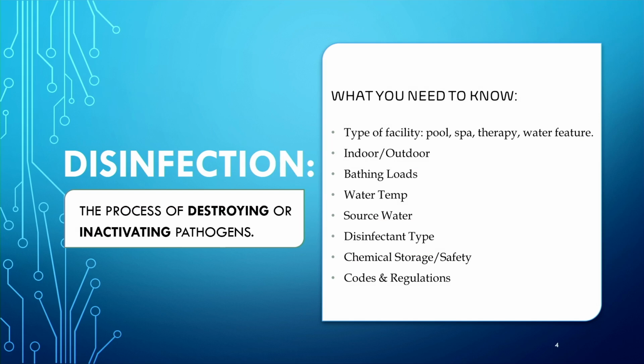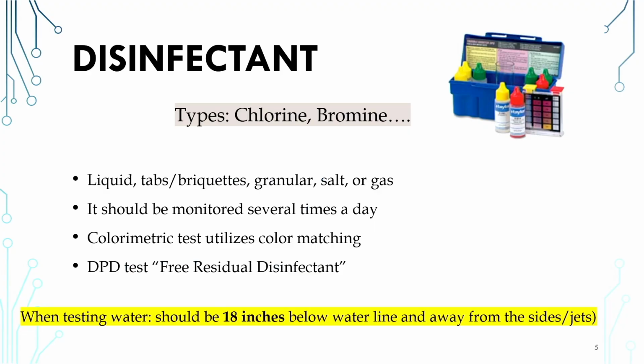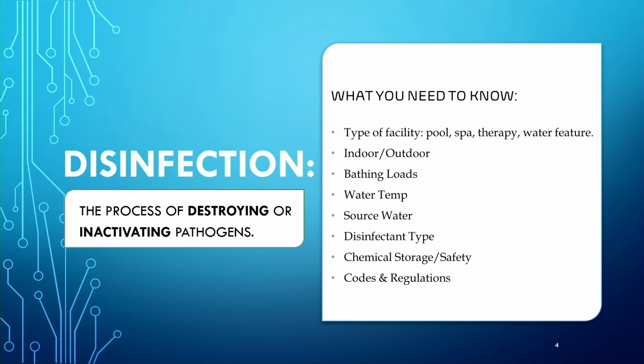So starting with disinfection, it's basically the process of destroying or inactivating pathogens, which include bacteria, viruses, fungi, parasites, and algae. The type of facility will influence the degree of use that the facility receives. The heavier the use, generally the more disinfectant required. Sunlight exposure can break down a disinfectant, and generally outdoor facilities will require more disinfectant than indoor facilities if the use is equivalent. Bathing loads, water temperature, and source water will also influence the amount of disinfectant used.